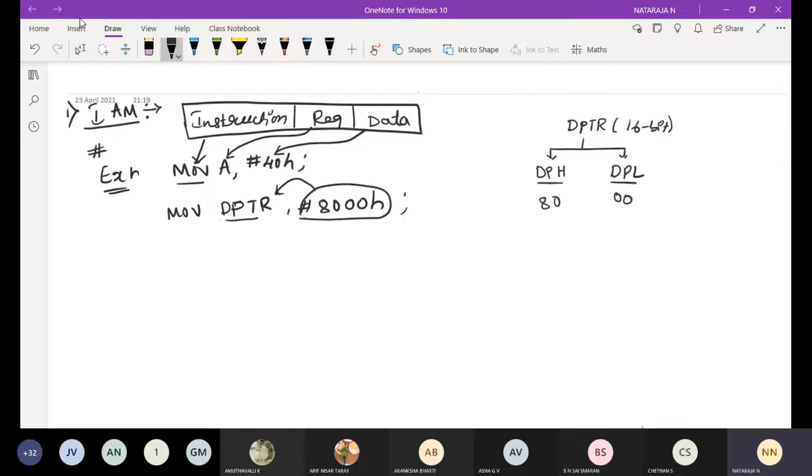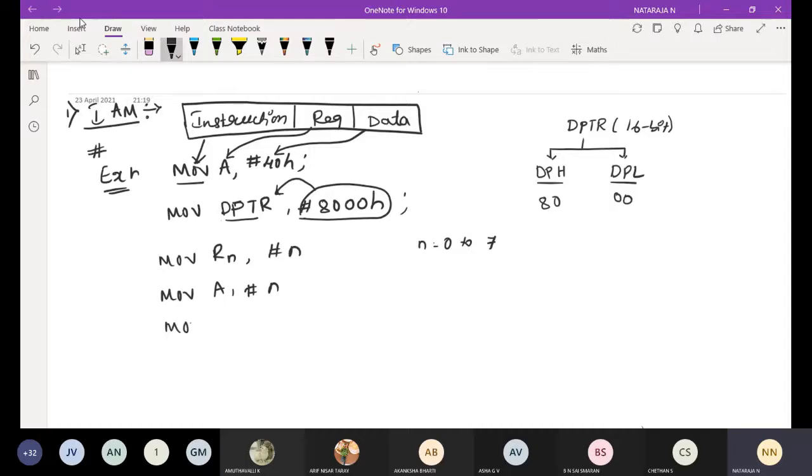Next, some other examples. I will take some general examples. MOV Rn, #n. N varies from 0 to 7, R0 to R7 registers we have. This is a number. Whichever number we want, we can move it to R0 or R1, anything. Next, the same way, MOV A, #n. Whichever number we want, we can store it in the accumulator.